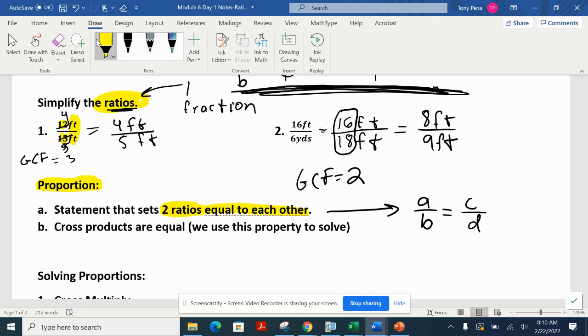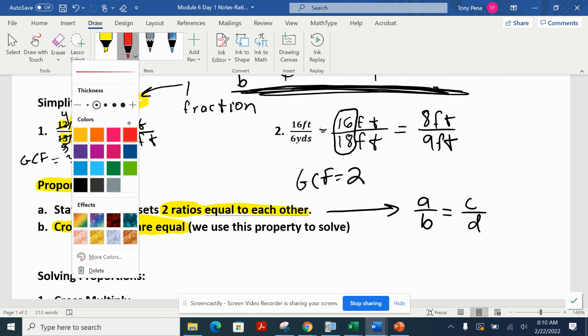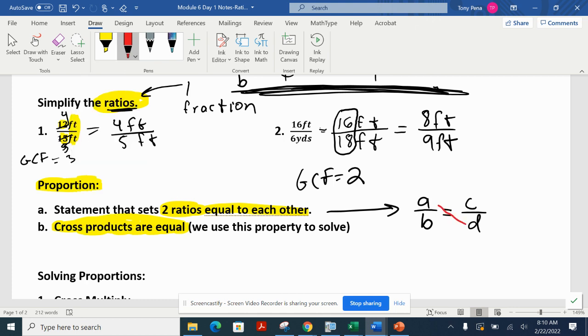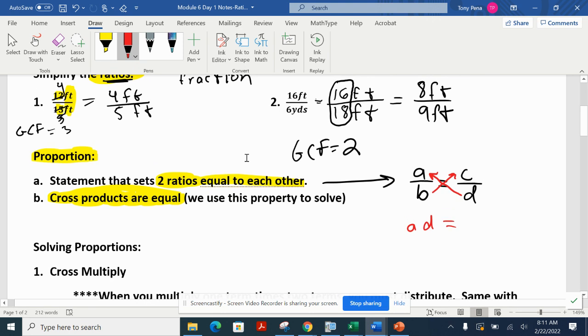In order to solve a proportion, the cross products in a proportion are equal to each other. Cross products just mean that if I crisscross, A times D would have to be equal to B times C. I'm going to show you what this means with numbers, and then we'll do these with variables in a minute, and this is why we're going to be able to solve these equations below.